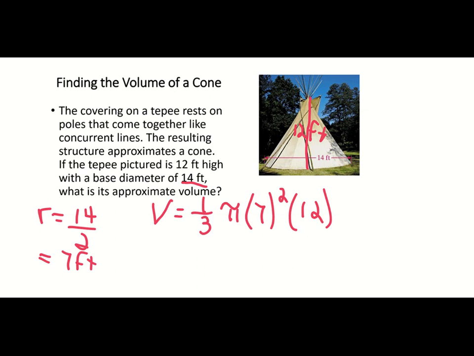All right, they want approximate, so we are going to multiply. I'm going to use 3.14 for pi. So I'm going to do 7 squared, which is 49, times 12 times 3.14, or pi, and then divide it by 3. I used 3.14, so if you use the pi button on your calculator, your answer will be a little bit different, but your final answer should be 615.44 feet cubed.